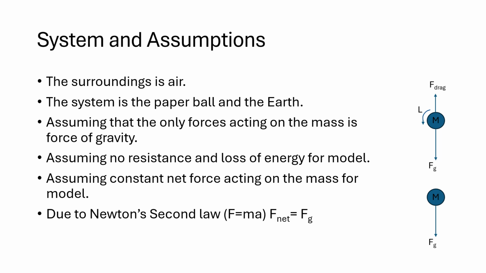We're assuming there's no air resistance and no loss of energy for the ideal system, and we're assuming a constant net force is acting on the mass for the model. Due to Newton's second law, F net is going to equal Fg for the ideal model. But as you can see here on the right, I have a free body diagram for the real system, which has a small amount of rotational kinetic energy and force of drag. But we're assuming that the force of gravity is the only force acting on the object for the predicted ideal system.